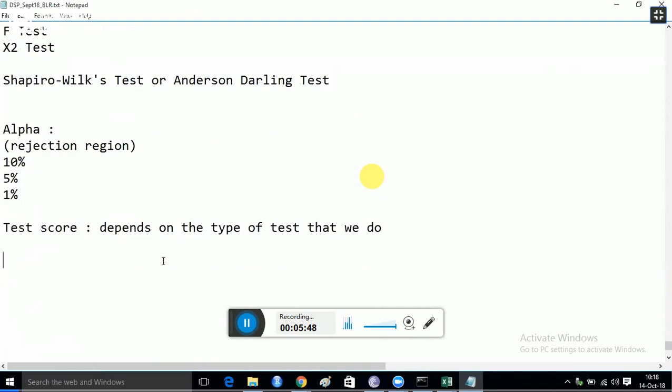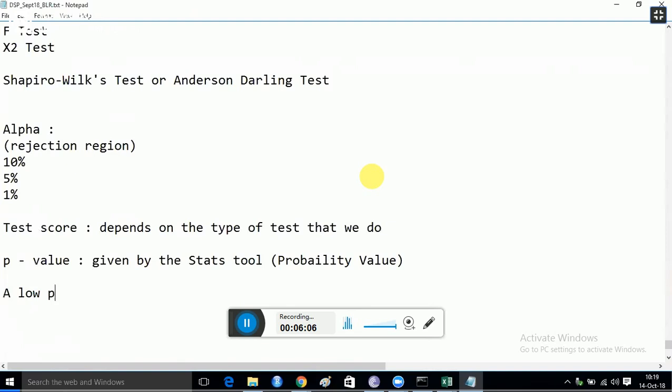Now your test score depends on the type of test that we do. So we have this p-value which is given by the software, given by the stats tool. P-value stands for probability value, right? A low p-value denotes lesser probability of accepting the null hypothesis. Is that clear? A low p-value denotes lesser probability of accepting the null hypothesis.